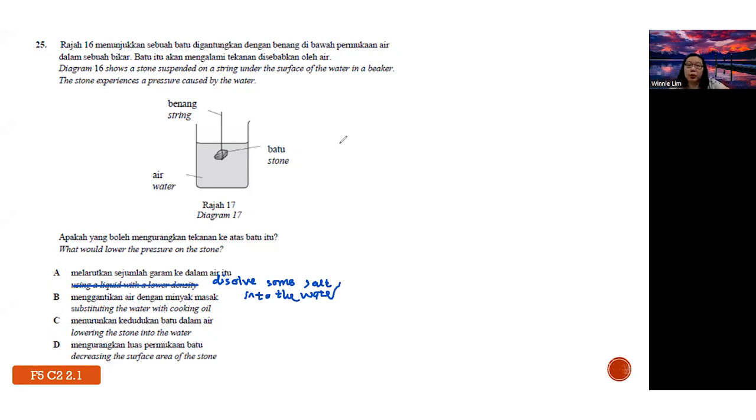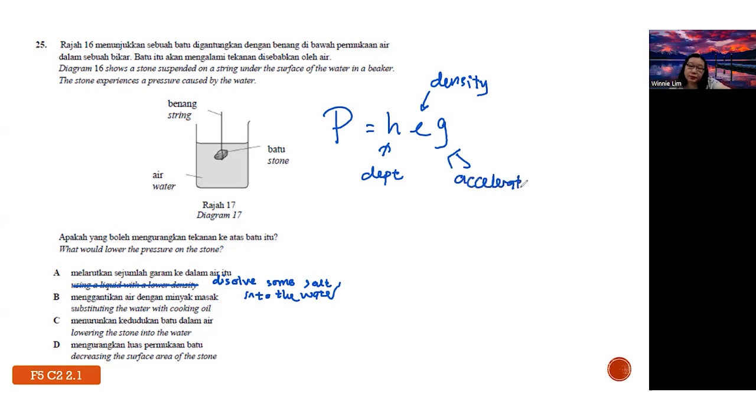As you all know, what is the formula for pressure in liquid? Pressure in liquid is h rho g, where h is depth, rho is density of the fluid, and g is acceleration due to gravity. Based on this, they want to lower the pressure. If you notice, h, rho and g are all directly proportional to liquid pressure. So if you want to lower the pressure, either you decrease the depth, reduce the density of the fluid, or reduce the acceleration due to gravity.